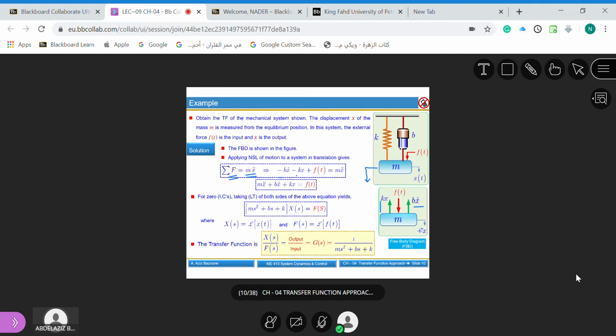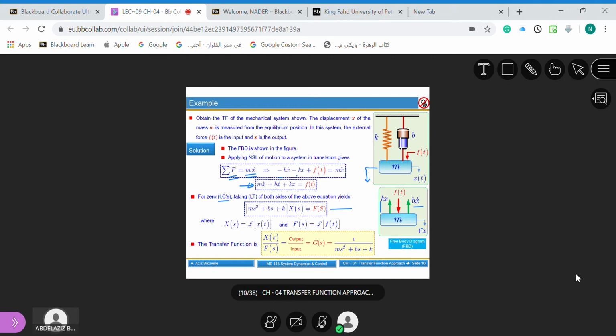Now if we rearrange this equation, it can be written in this form. If we take the Laplace transform of both sides of this equation, provided we have zero initial conditions, we can say (M s squared plus B s plus K) X of s is equal to F of s. This is the Laplace transform of this equation.